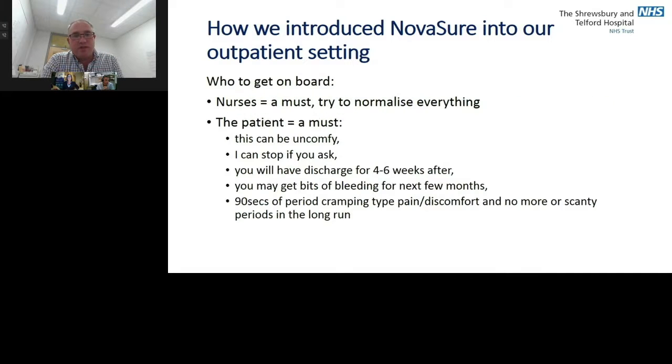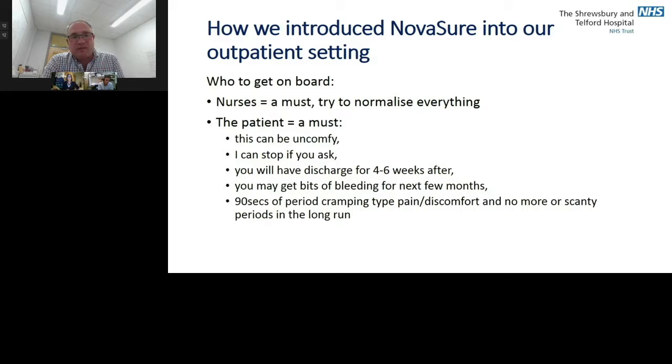When you're introducing these new procedures, you obviously need to get your nurses on board and try and normalise everything as much as you can. You also need to inform the patient that this can be an uncomfortable procedure. We can stop at any point if we're asked, but we've never needed to. They will have a mucky discharge for 4 to 6 weeks after the procedure, and they may get bits of bleeding for the first few months following the procedure too.